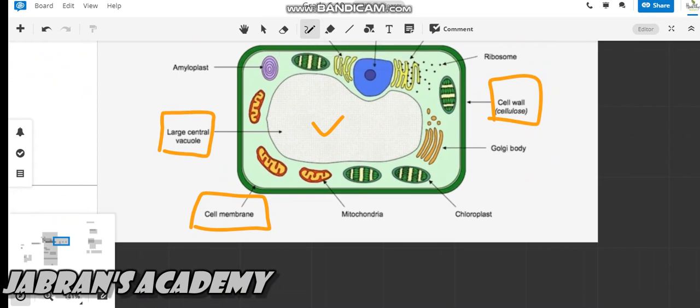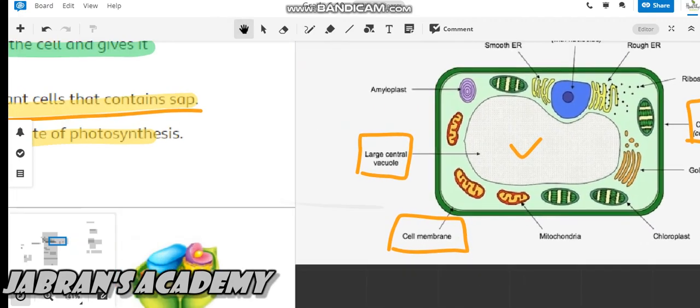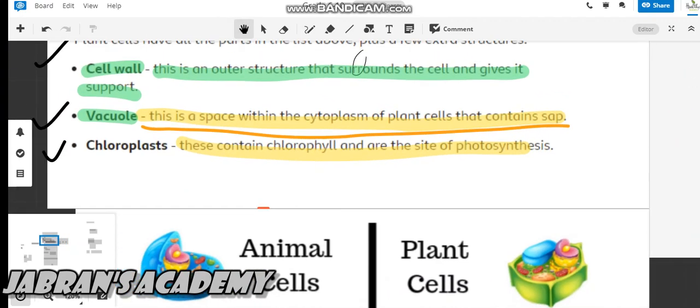And what is the function of the central vacuole? It gives stiffness, मजबूती देती है, stiffness to the plant cell, plants के cell को. Do you understand that? Hope you understand that.